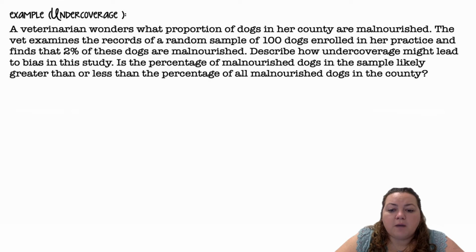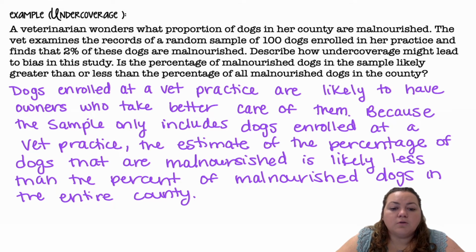Is the percentage of malnourished dogs in the sample likely greater than or less than the percentage of all malnourished dogs in the county? All right, so dogs enrolled at a vet practice are likely to have owners that take better care of them. Because the sample only includes dogs enrolled at a vet practice, the estimate of the percentage of dogs that are malnourished is likely less than the percentage of malnourished dogs in the entire county.